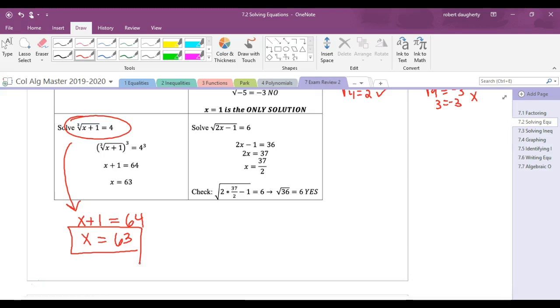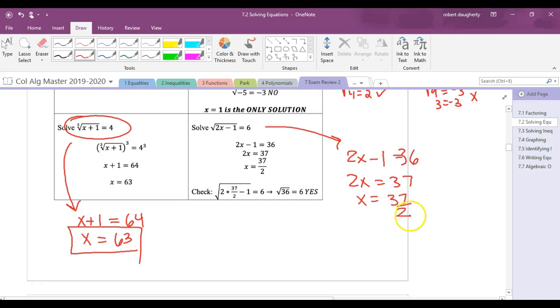Looking at the next one, I've got a square root. My solution here is to square both sides. When I square the left, I get 2x minus 1. When I square the right, I get 36. So 2x is equal to 37. X is equal to 37 over 2. Now I squared both sides of the equation.